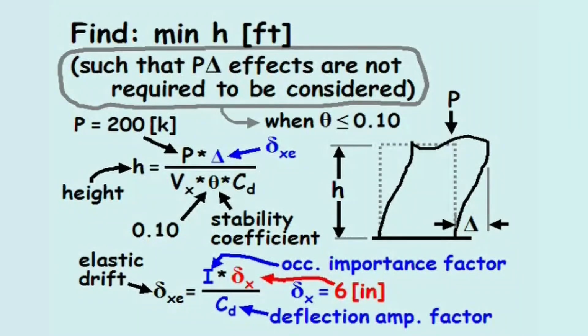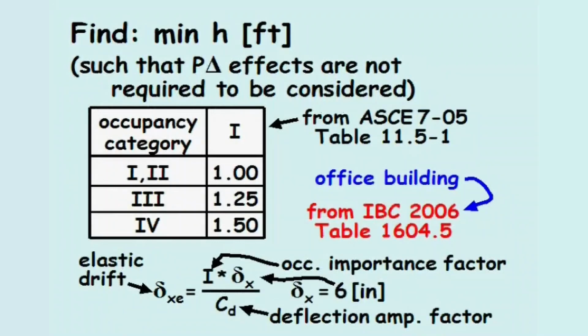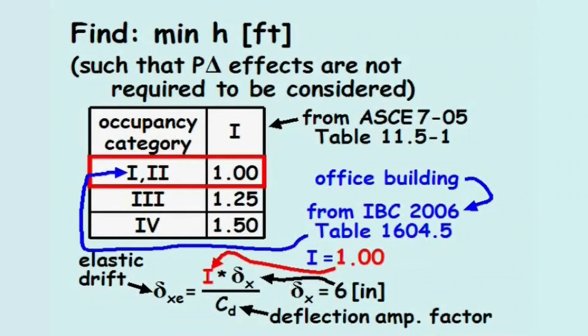The occupancy importance factor, I, depends on the building use. Table 11.5-1 in ASCE 7 shows the occupancy importance factor depends on the occupancy category. Since the problem states the building is an office building, Table 1604.5 from IBC identifies office buildings as occupancy category type 2. Therefore, the occupancy importance factor equals 1.00.